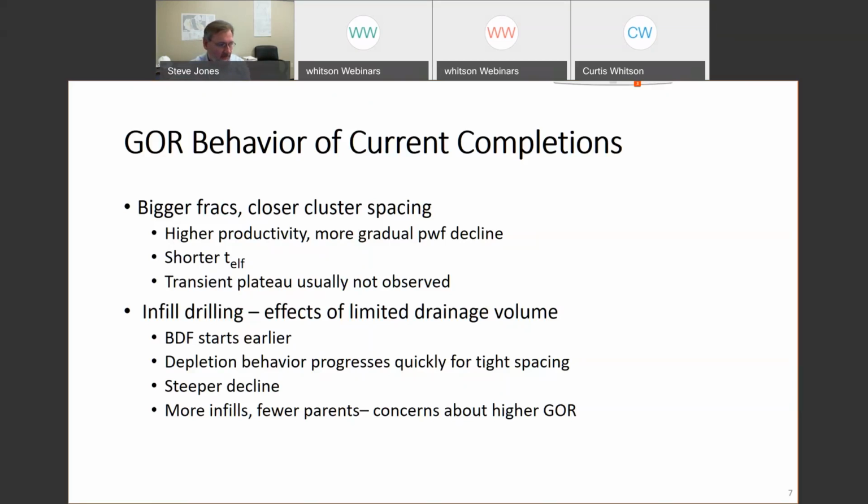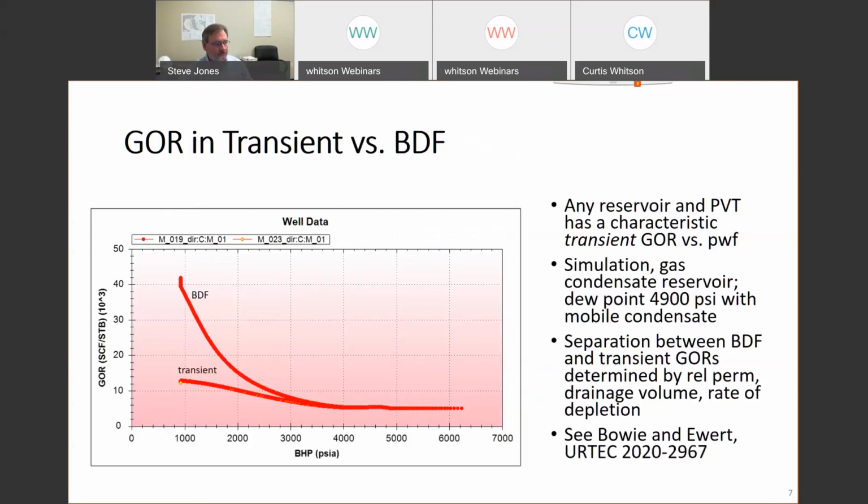We have more infills to deal with and fewer parents, and that has raised some concerns about the higher gas oil ratios that we're seeing. But hopefully, after we go through this, you'll understand some of the reasons for that higher GOR, and that it's not something to be concerned about, but rather just something to plan for.